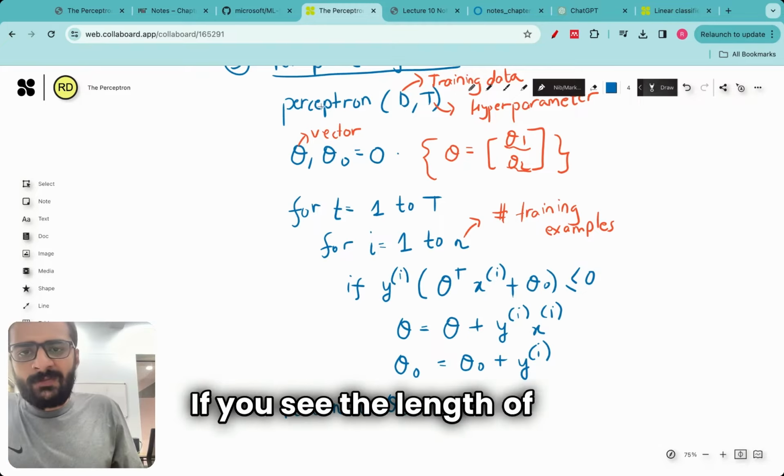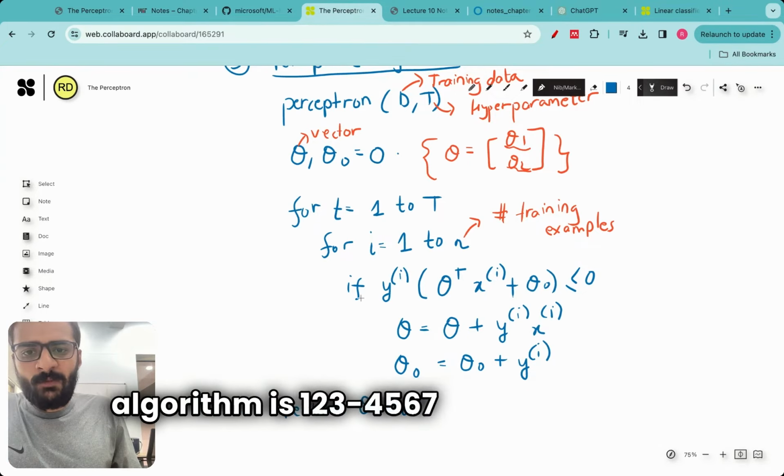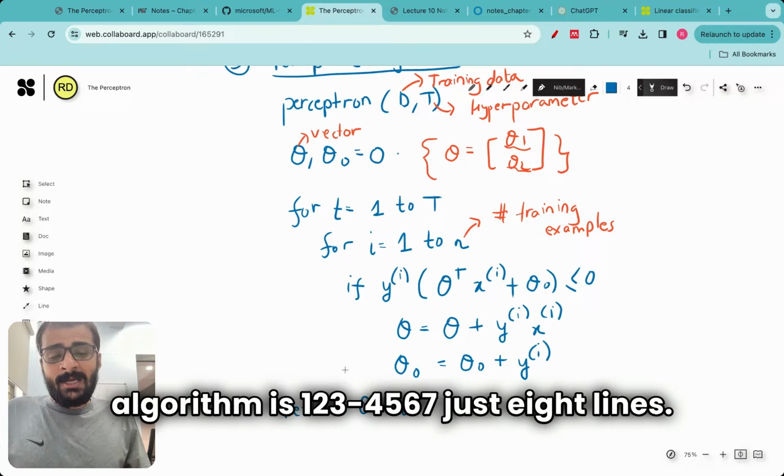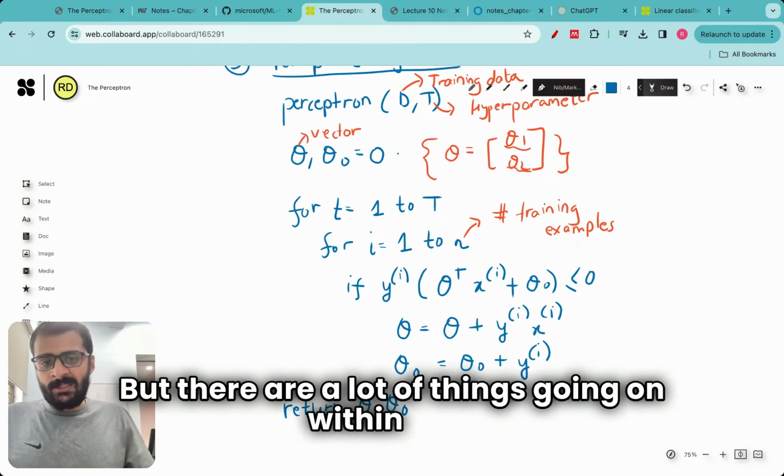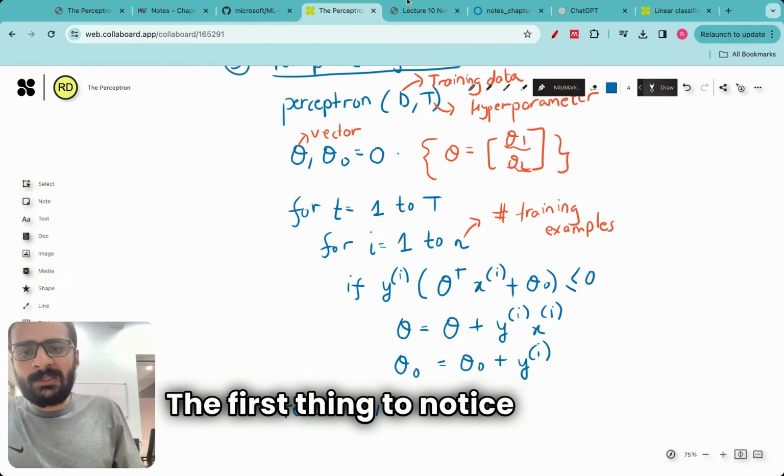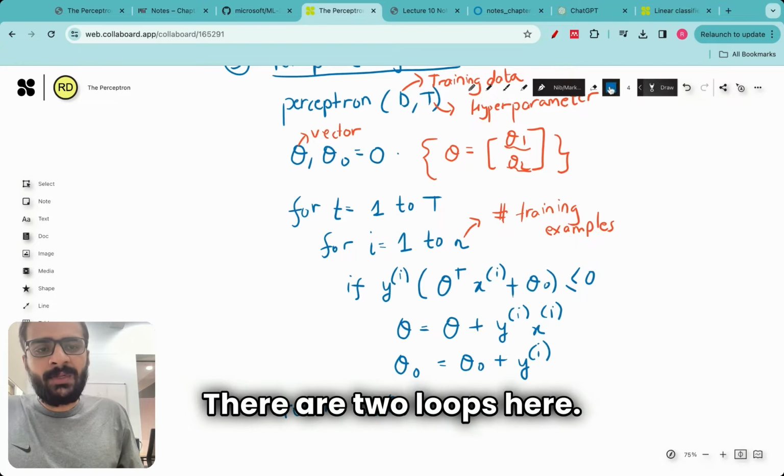If you see, the length of this algorithm is 1 2 3 4 5 6 7, just 8 lines, but there are a lot of things going on within this. The first thing to notice is this: there are two loops here.